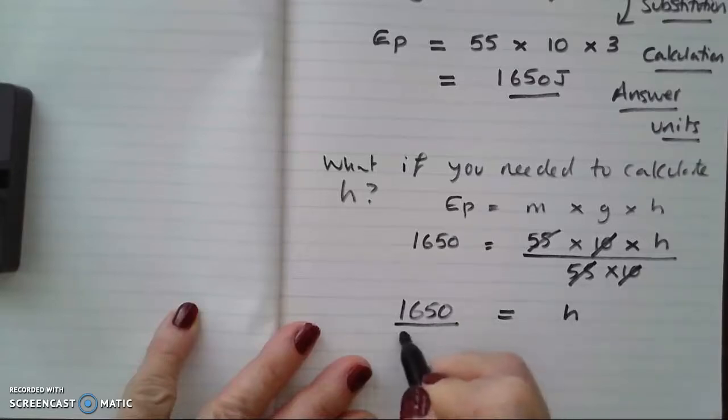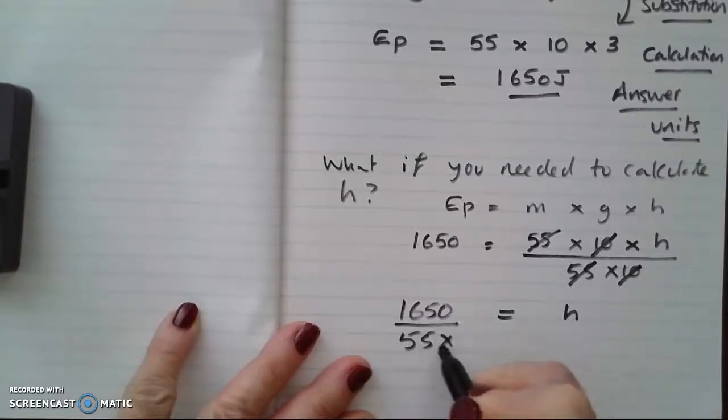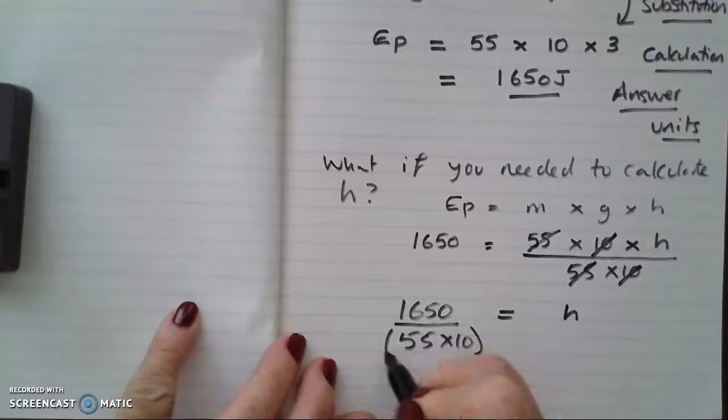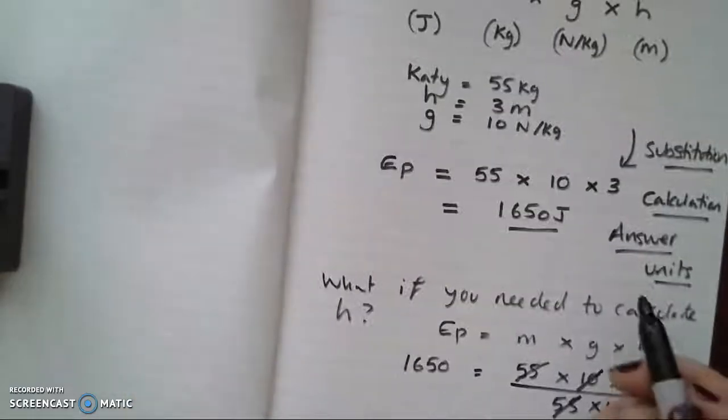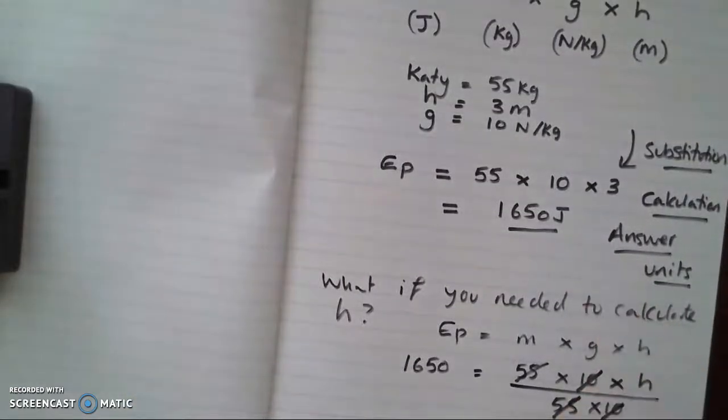So we've got to divide this side by our 55 times 10. We'll pop that in brackets there, and that will tell us H. Now, if you put those numbers into your calculator, 1650 divided by brackets, 55 times 10, close brackets, the answer is 3. 3 equals H. 3 meters, which is what we had up here. So that's the mathy way of doing it.